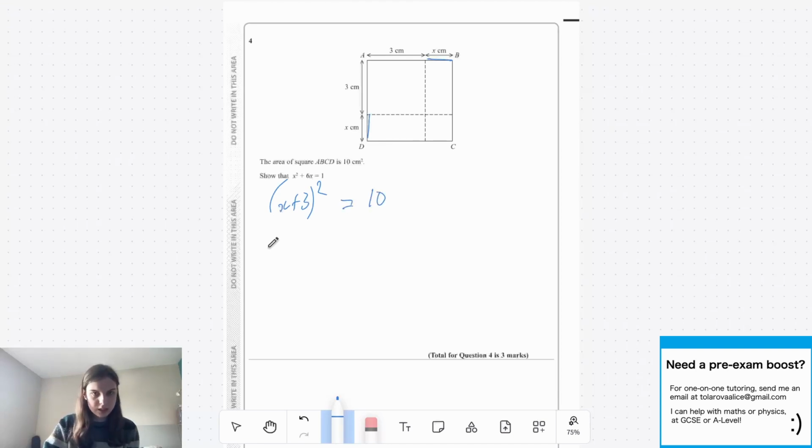So now let's expand out this bracket. So it's x squared plus 6x plus 9 is equal to 10. Let's subtract 9 from both sides. We get 1 is equal to x squared plus 6x. And that's perfect.